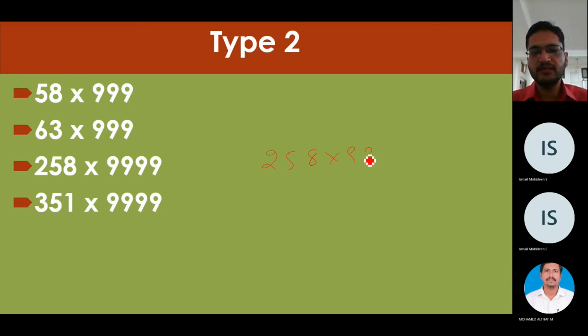258 with 4 nines. So I will write 0 because here we have 4 nines. Now first of all I will subtract 1 from this number. It is 0257. Now its complement, all from 9, last from 10, 9742.